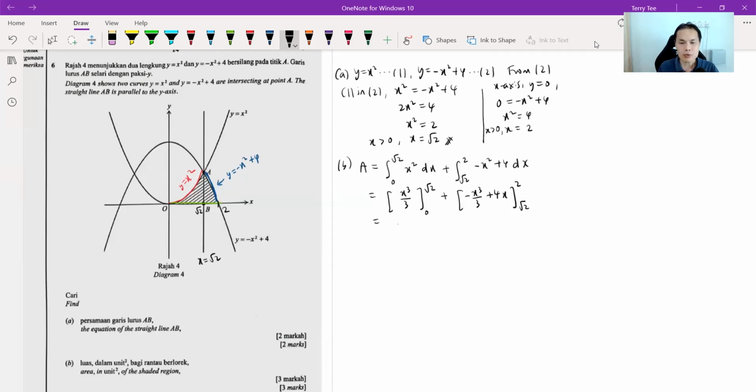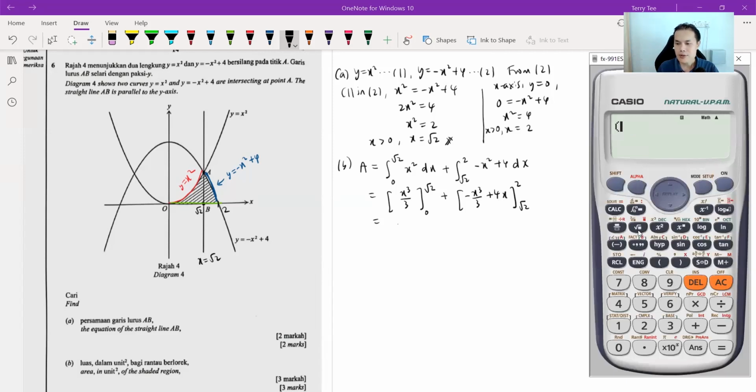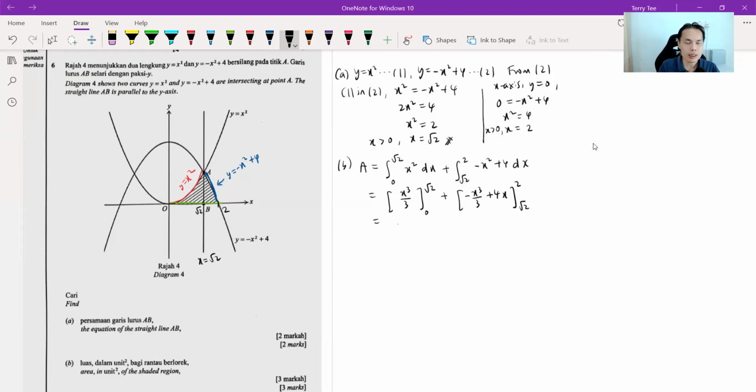Now, Surd2, if you cube it, there's one shortcut. You can use your calculator if you want. Surd2 cubed is actually 2 Surd2. You can do it directly in one shot. If you're not sure, I can show you here. Surd2 power 3 is Surd2 power 2 plus 1, which is Surd2 squared times Surd2, or 2 Surd2. We can think this way. So this is 2 Surd2 over 3, minus 0.